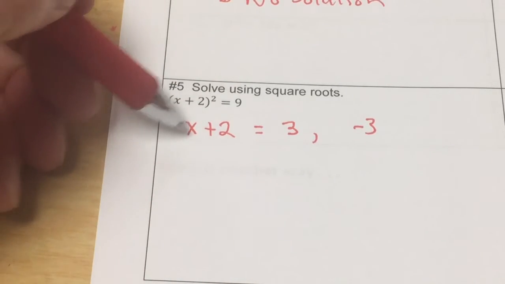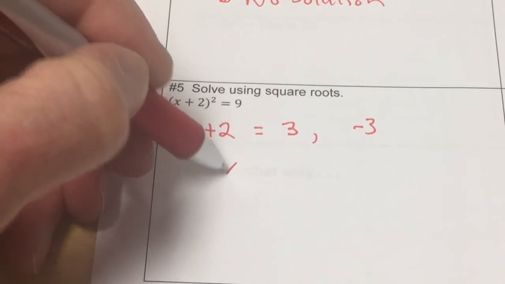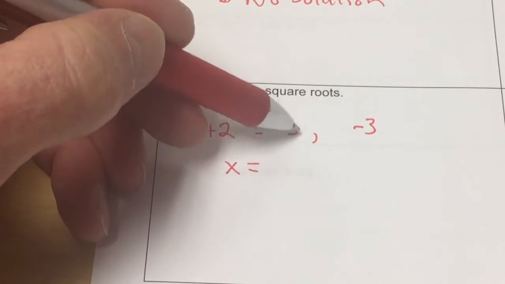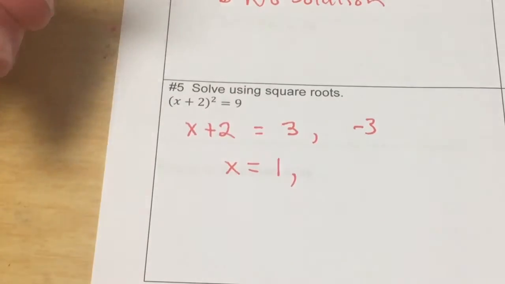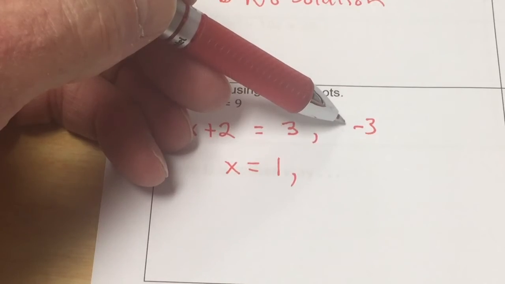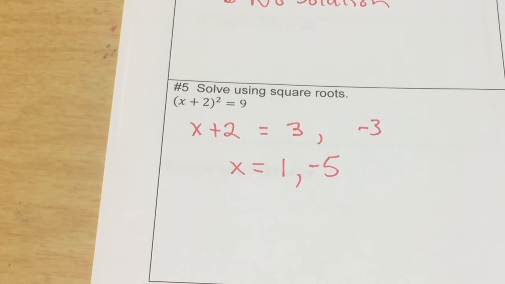Then we have one step to undo on this side. You undo plus 2 with a subtraction of 2. So first we're going to subtract 2 from 3, which would be 1, and then we're going to subtract 2 from negative 3, and that would be negative 5. So 1 and negative 5 are those two solutions.